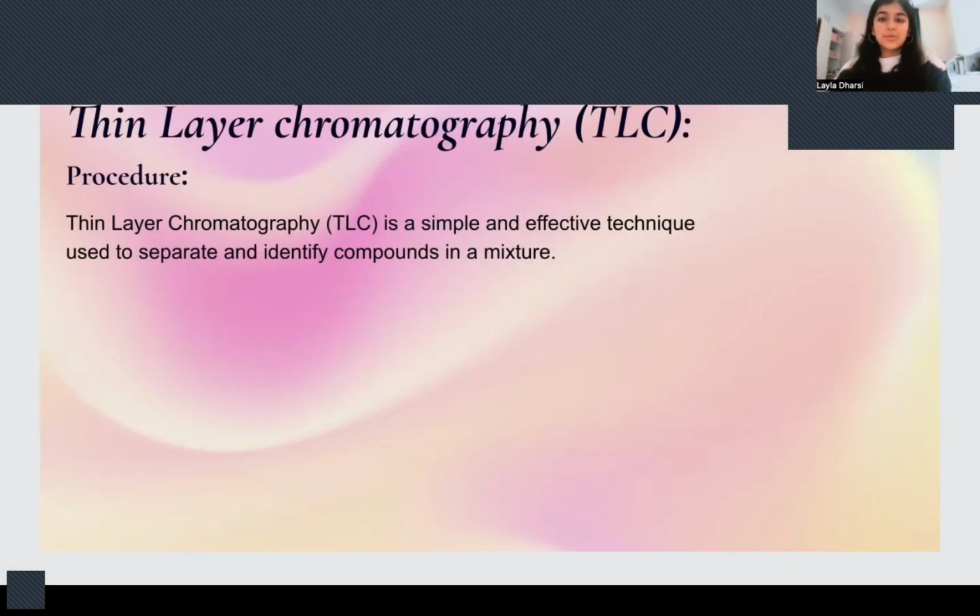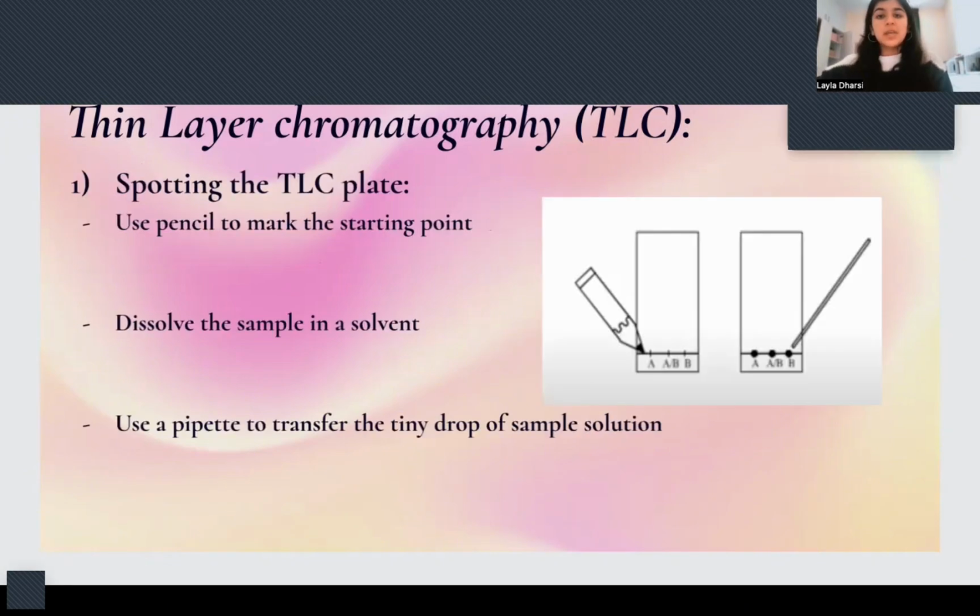Thin layer chromatography is a simple and effective technique that's used to separate and identify compounds in a mixture. Its procedure goes like this. To begin with, you have to spot the TLC plate. Through this, you mark the TLC plate with a pencil, typically 1 to 2 centimeters away from the bottom, and this is where you apply the paracetamol sample.